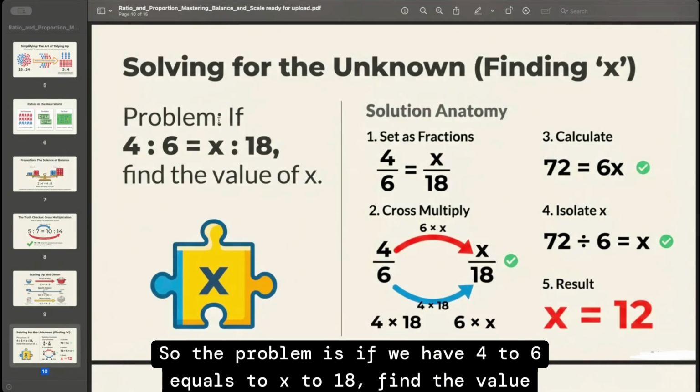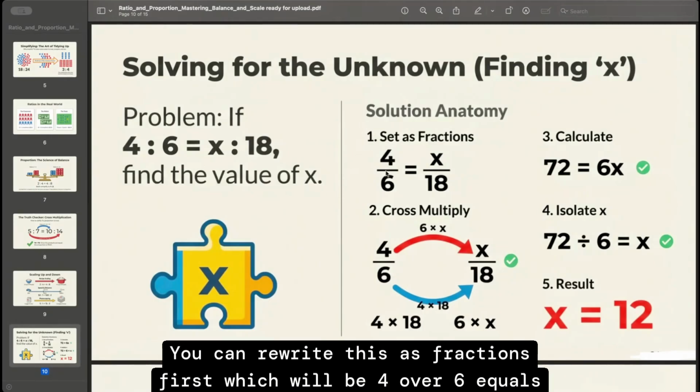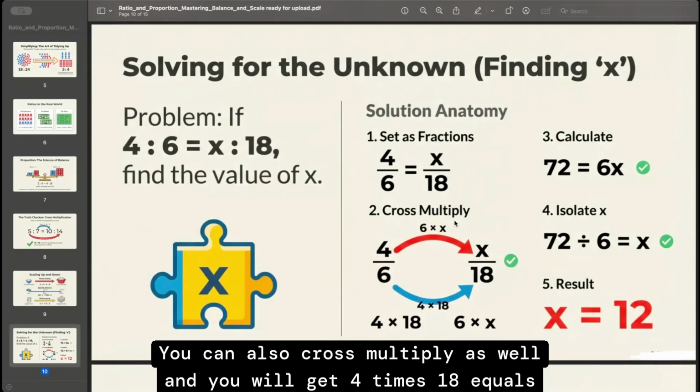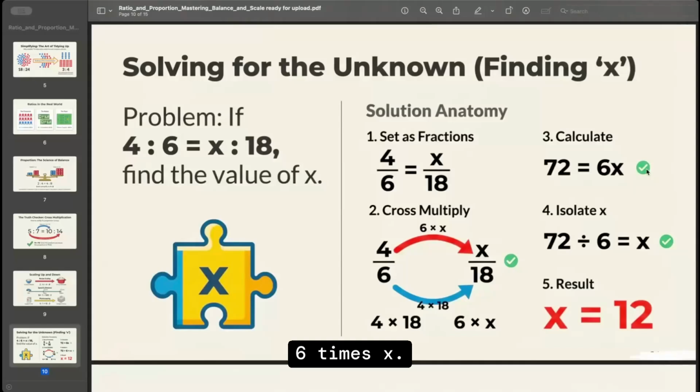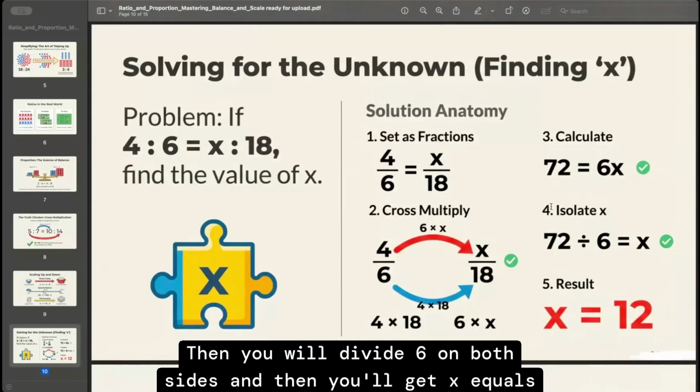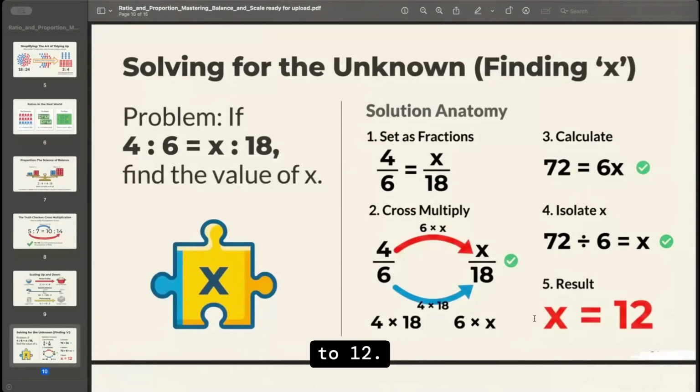So the problem is, if we have 4 to 6 equals x to 18, find the value of x. You can rewrite this as fractions first, which will be 4 over 6 equals x over 18. You can also cross multiply as well, and you will get 4 times 18 equals 6 times x. Then you will divide 6 on both sides, and then you'll get x equals 12.